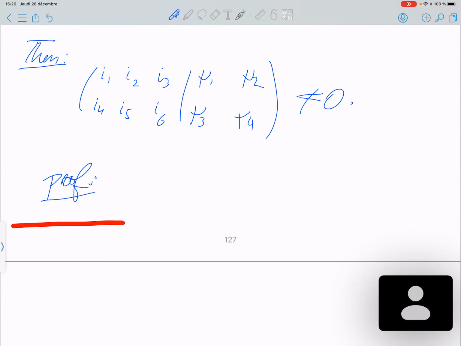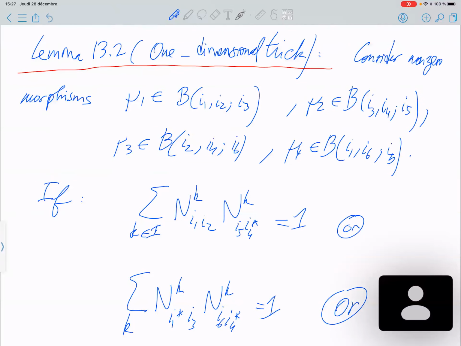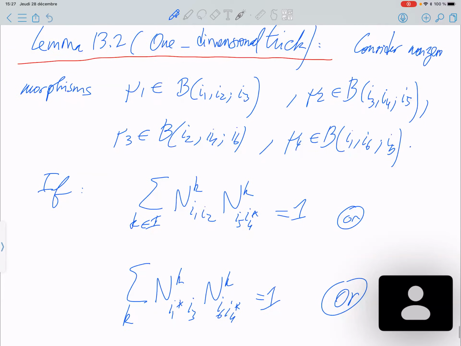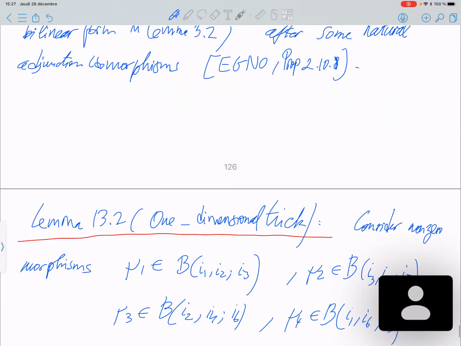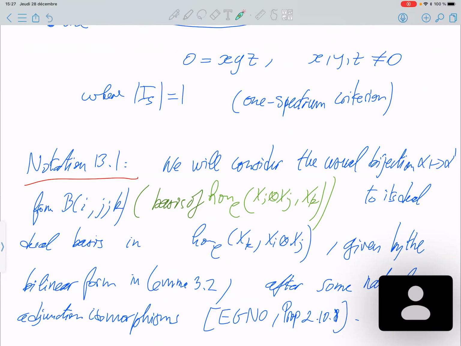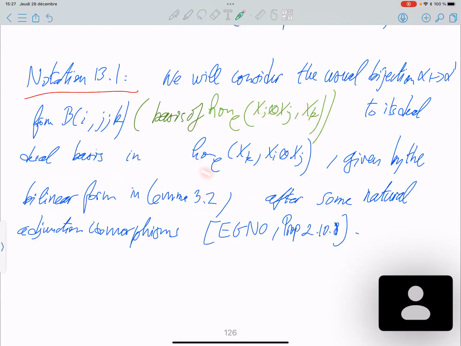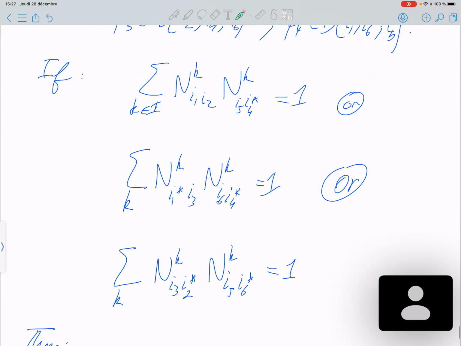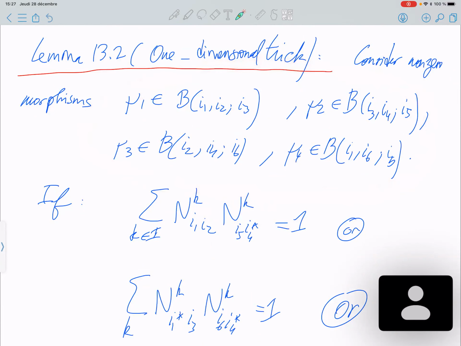Okay, so how to prove this lemma? Recall this notation. This is the basis of this Hom space, and recall this notation alpha prime corresponds to the dual basis in this Hom space given by the bilinear form we mentioned at the beginning of the course, up to some natural adjunction isomorphism, but anyway. So the prime corresponds to the dual basis. Here we have four morphisms in some basis, and we will consider this prime and this prime, so in the dual basis.